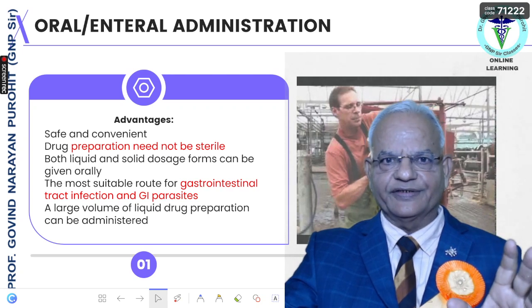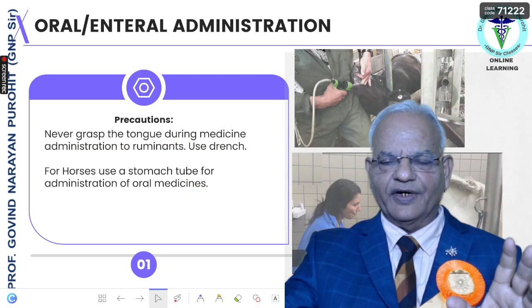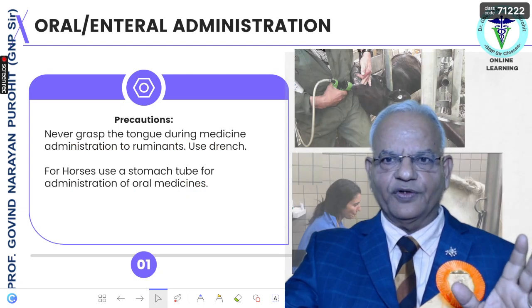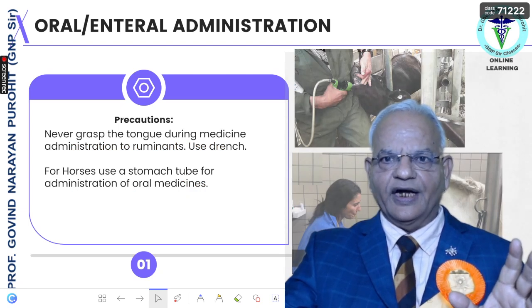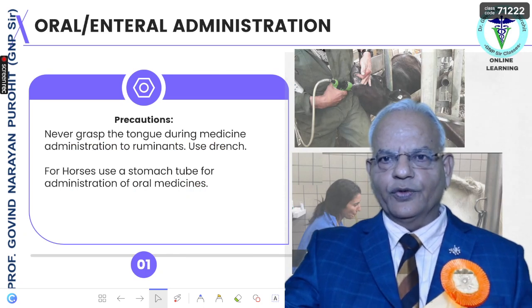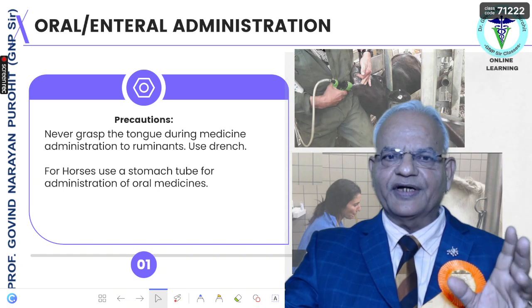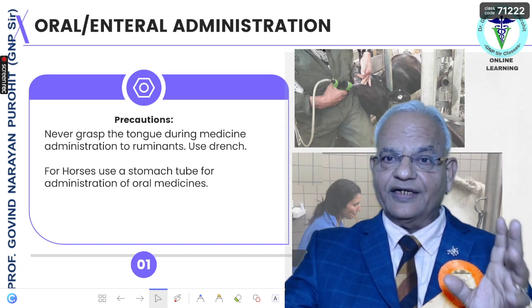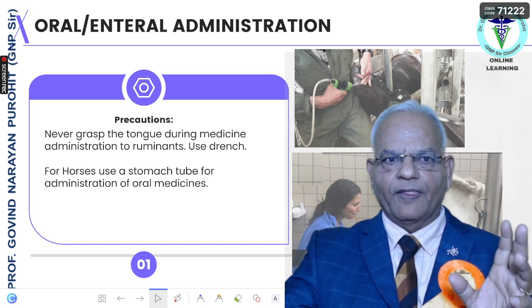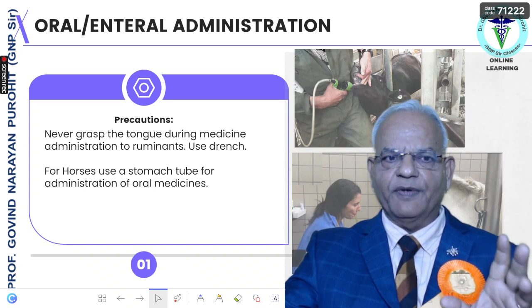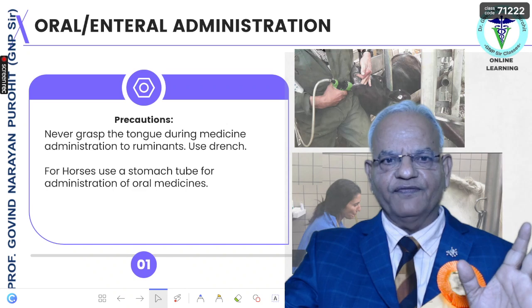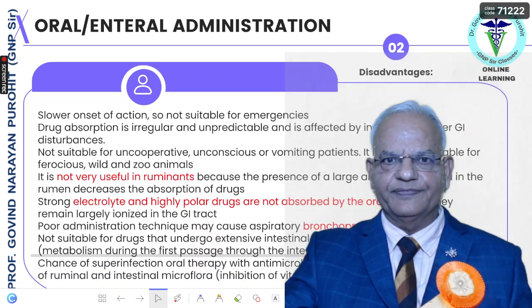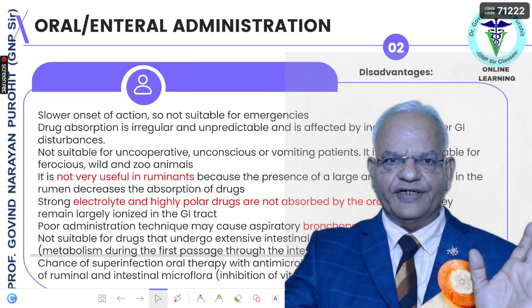These are the advantages. And what are the disadvantages? We will discuss later. First, I want to stress that when giving oral medicine to ruminants, never grasp the tongue because that can cause aspiration pneumonia. And for horses, a stomach tube is required for administration of oral medicines. So these are the disadvantages.